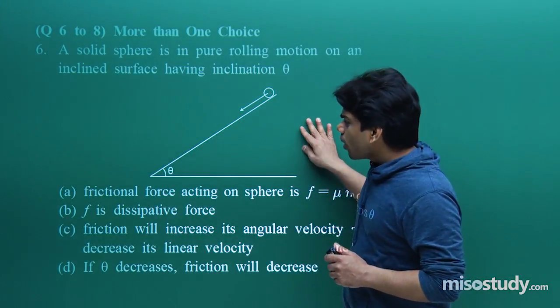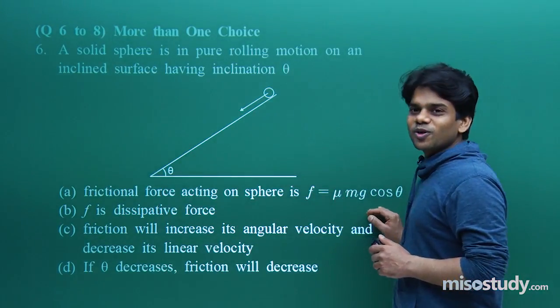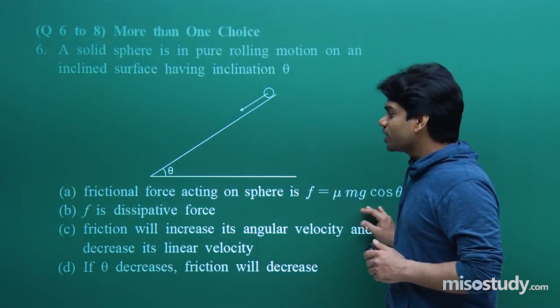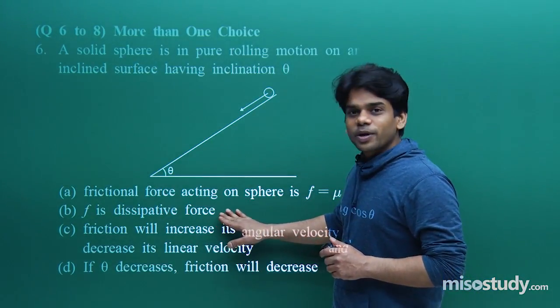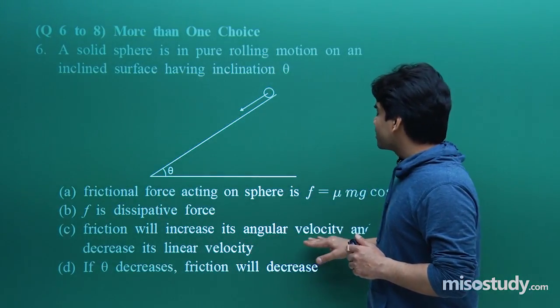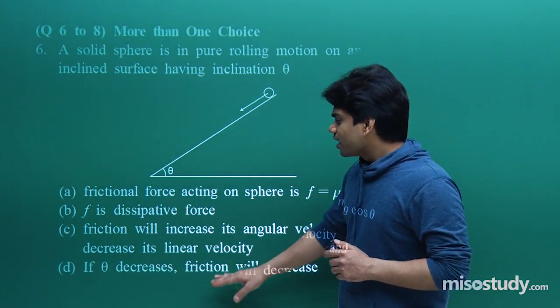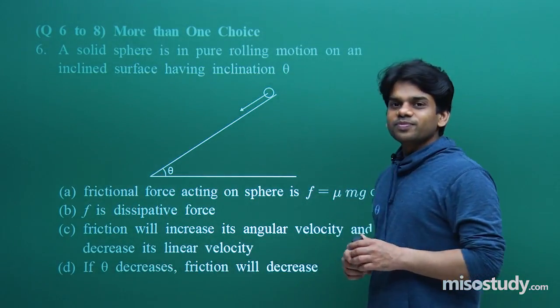Let's go with the options. Option A says that the frictional force acting on the sphere is F equal to mu mg cos theta. Option B, F is a dissipative force. Option C, friction will increase its angular velocity and decrease its linear velocity. And D, if theta decreases, friction will decrease.